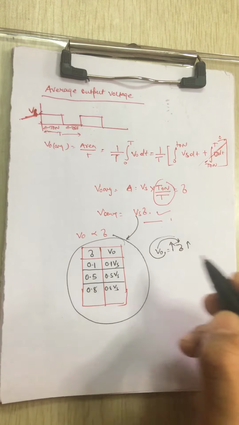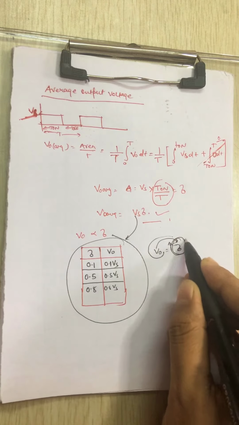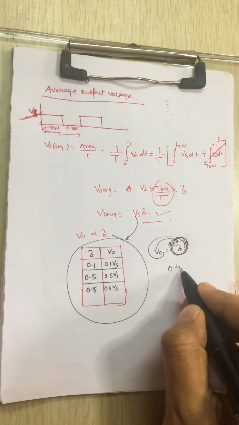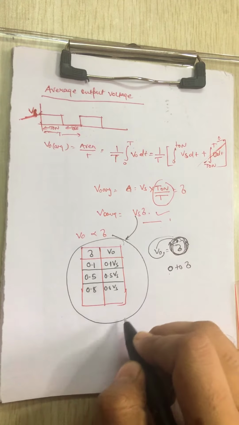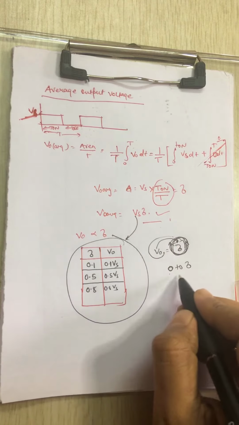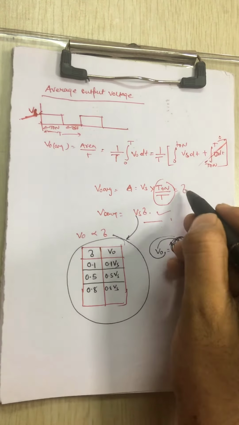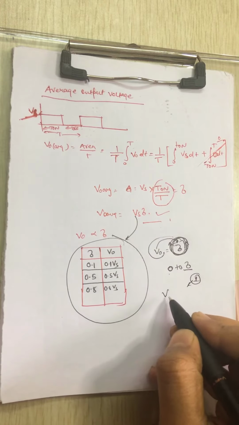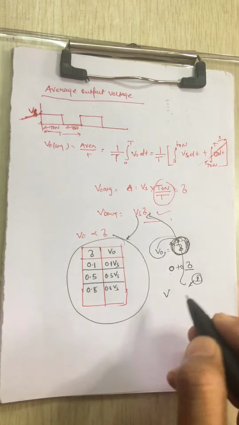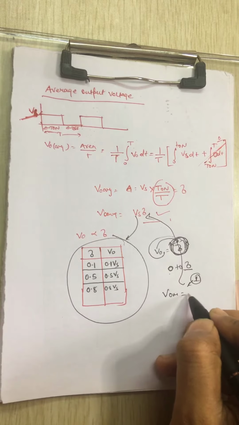But one thing, delta you can vary from 0 to 1. If you put 0, the entire voltage becomes 0. But if you put delta equal to 1, what will happen? If you put the value 1 in the above expression, you will get V output average equal to Vs.